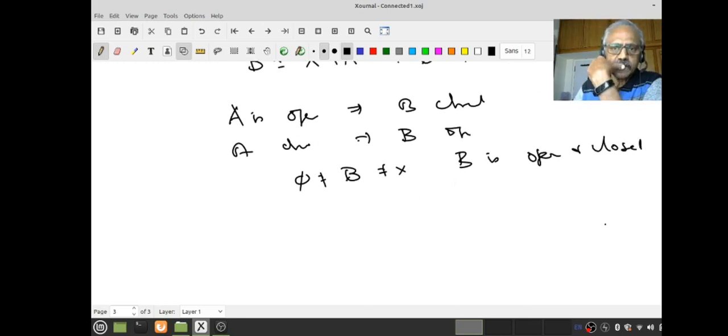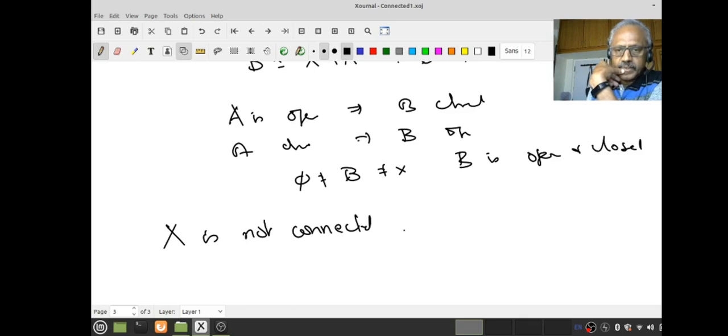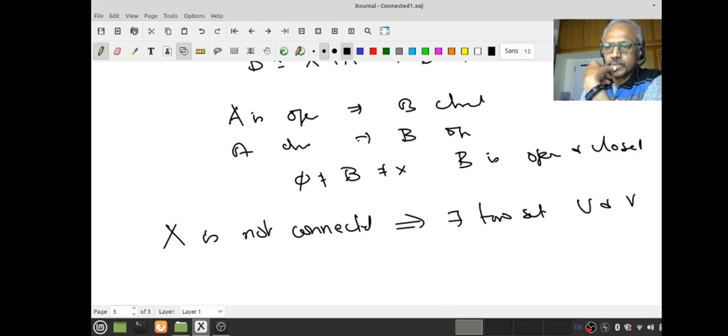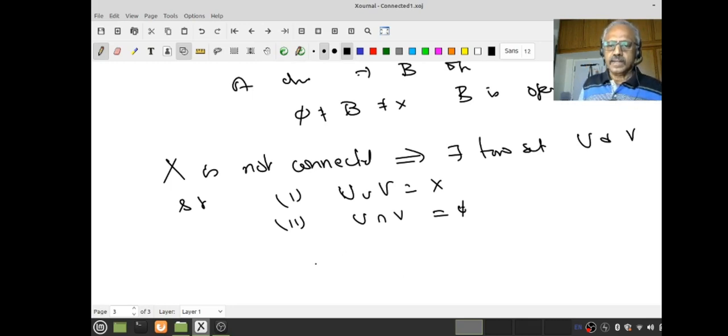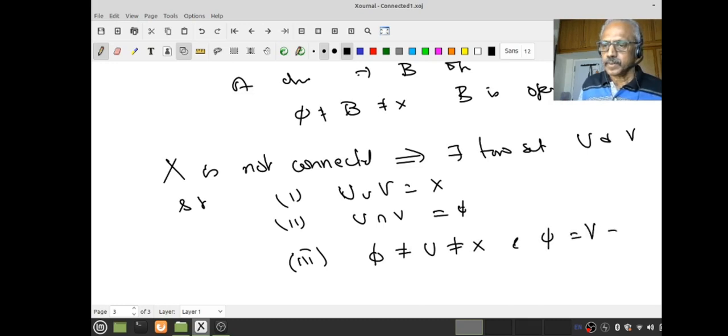Do you understand that? So if X is not connected, what you have found is that there exist two sets, let me call them U and V, such that the following things happen: 1, U union V is all of X; 2, U intersection V is empty; 3, U and V are non-empty and not equal to X; and 4, U and V are open and U and V are closed.